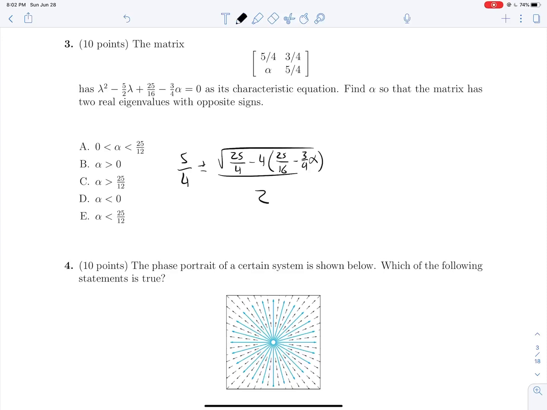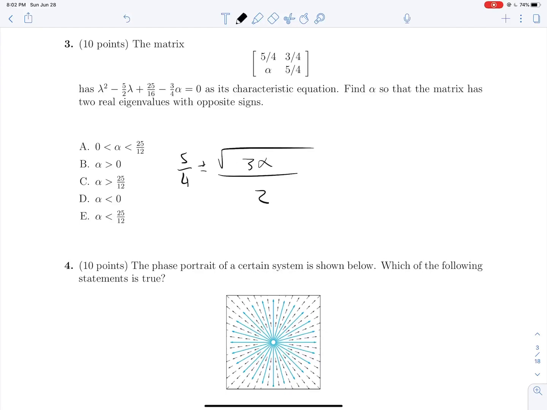Let's just multiply this 4 in, we get 25 over 4 plus 3 alpha, which just simplifies down to 3 alpha right there. So we're looking for two real eigenvalues. So what do we know for sure? We know that alpha has to be greater than 0.